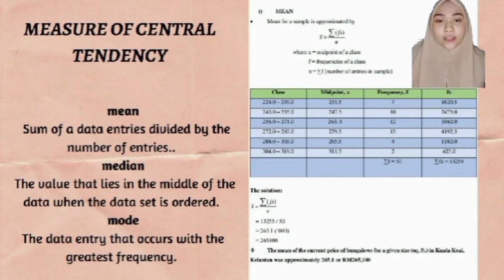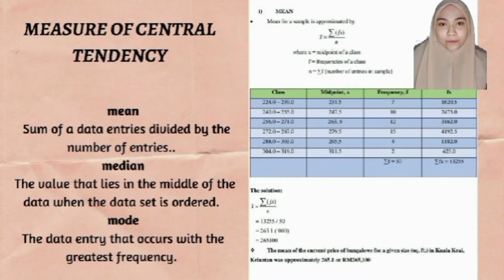For the median, it is the value that lies in the middle of the data when the data set is ordered. When there is an odd number of data entries, the median is the middle data entry. But when there is an even number of data entries, the median is the mean of the 2 middle data entries. For the mode, it is the data entry that occurs with the greatest frequency. We have no mode and bimodal. If no entry is repeated, the data set has no mode. But if 2 entries occur with the same greatest frequency, each entry is a mode and the data set is called bimodal.